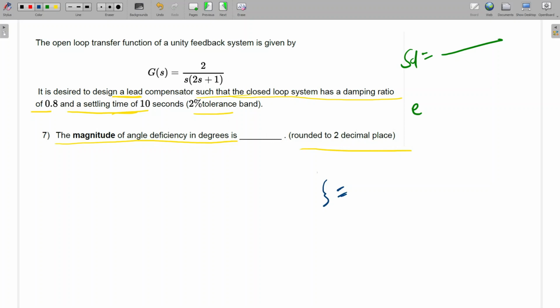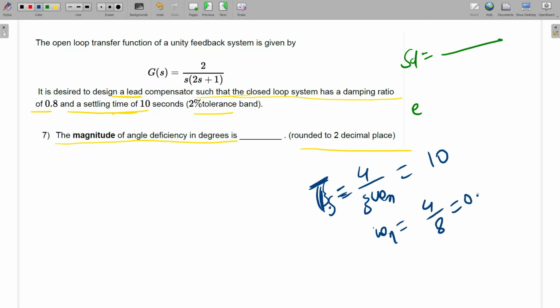What will be the settling time? Ts is equal to 4 by zeta omega n, and Ts is 10. So what is the omega n value? Zeta is given as 0.8. So omega n is equal to 4 by 8, which is equal to 0.5. Is it correct? Omega n, 0.5, is it correct?